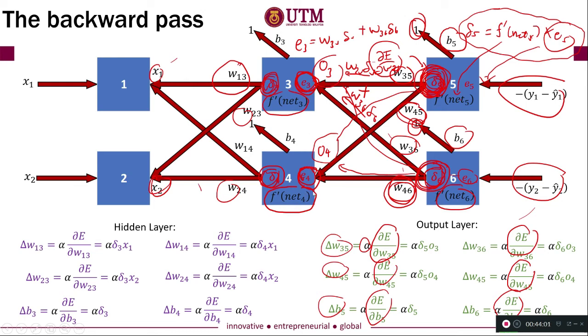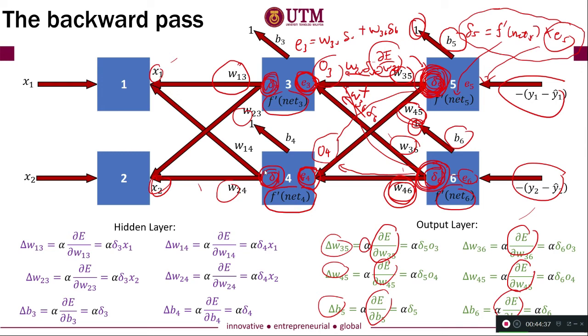Okay, the same goes for E4. To find E4 is a summation, or a multiplication, of W45 multiplied with delta 5 plus W46 multiplied with delta 6. Once you get the error E3 or E4, then you can get delta 3 or delta 4. Just multiply this one with this one to get this one. This one you multiply with this one to get this one. So that is the generalization of each and every component in backpropagation.